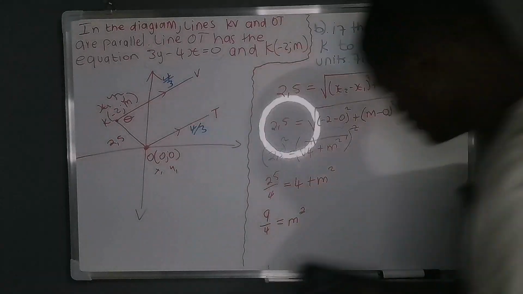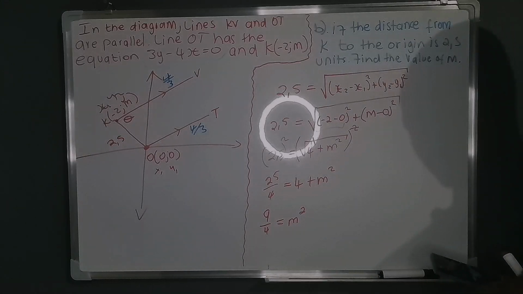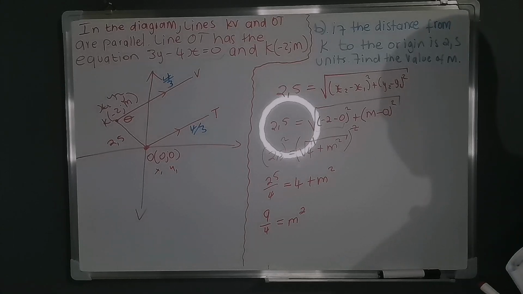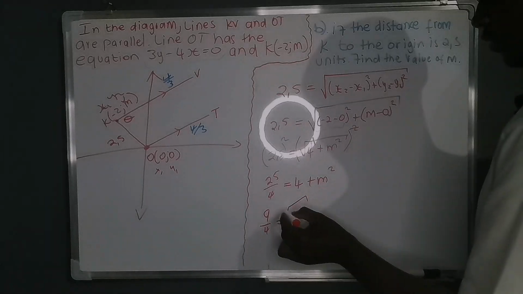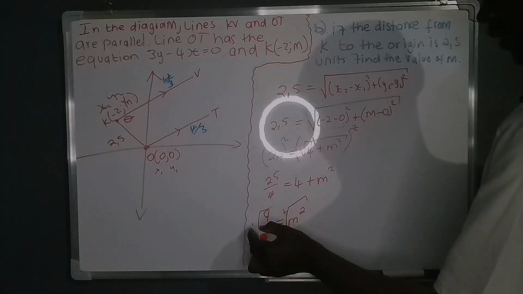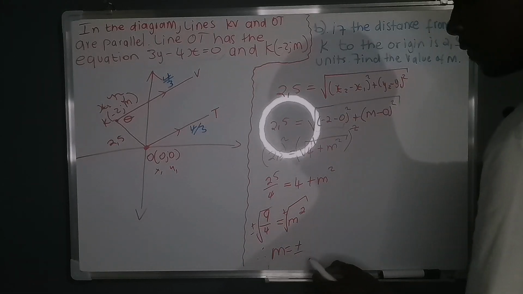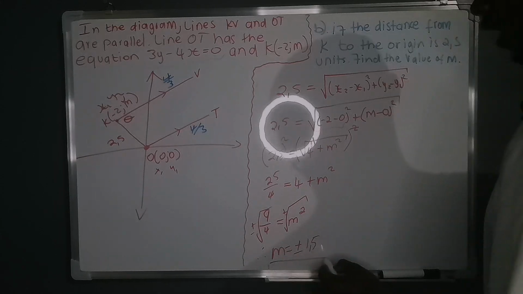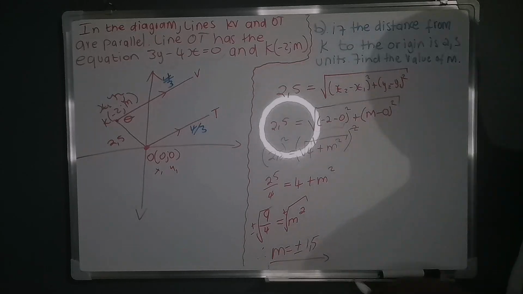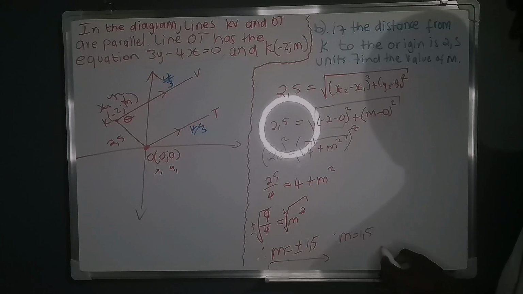That means I've transposed my 4 to the left. Then remember you need to remove the square on m, so I take the square root, plus or minus. Therefore m is equal to plus or minus 1,5. Remember, our distance is not negative. So therefore m is equal to 1,5. Then I'm done.